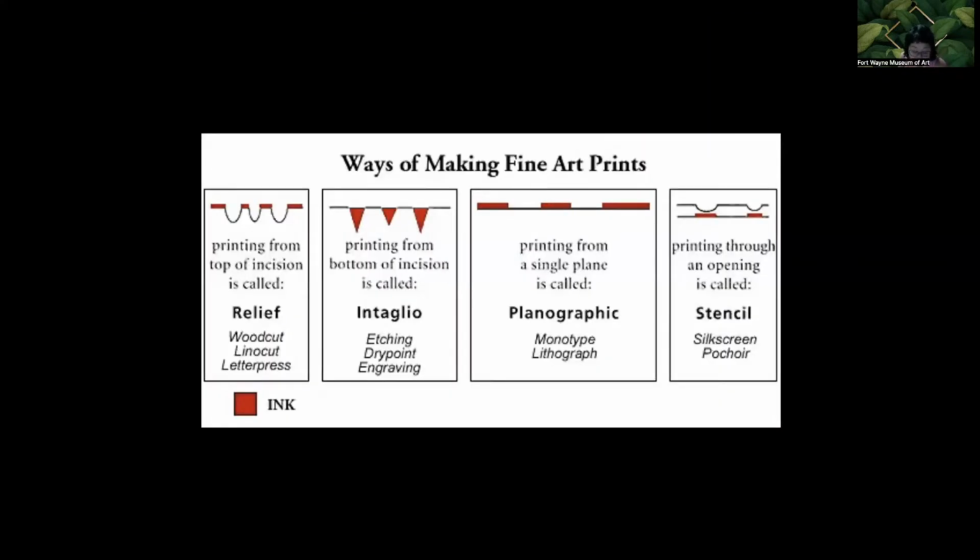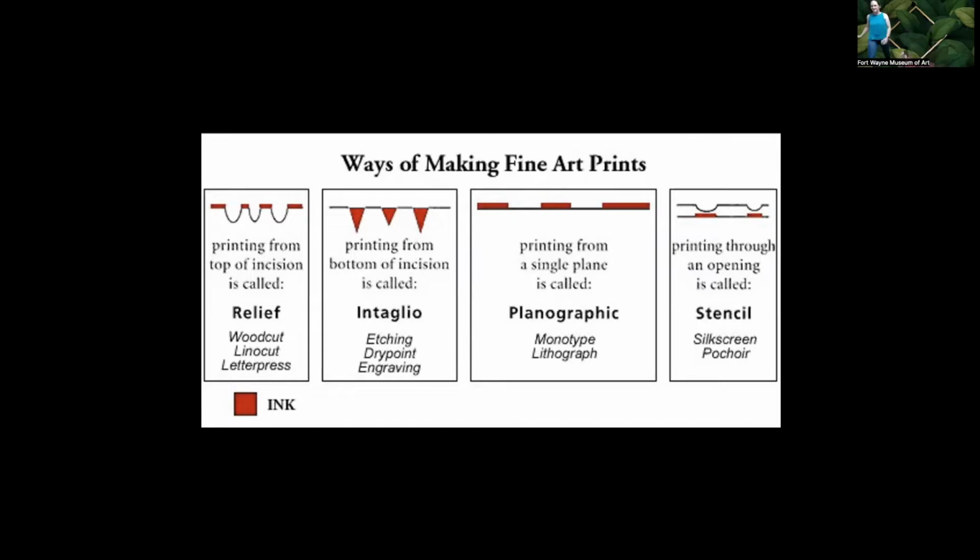We should begin with, what is a print? In essence, a print is made by transferring an image from one surface to another using ink, and it is possible to make multiple copies. Printmaking processes can be divided into 4 different categories, or I like to think of them as families, based on how they are made. They include relief, intaglio, planographic, and stencil.